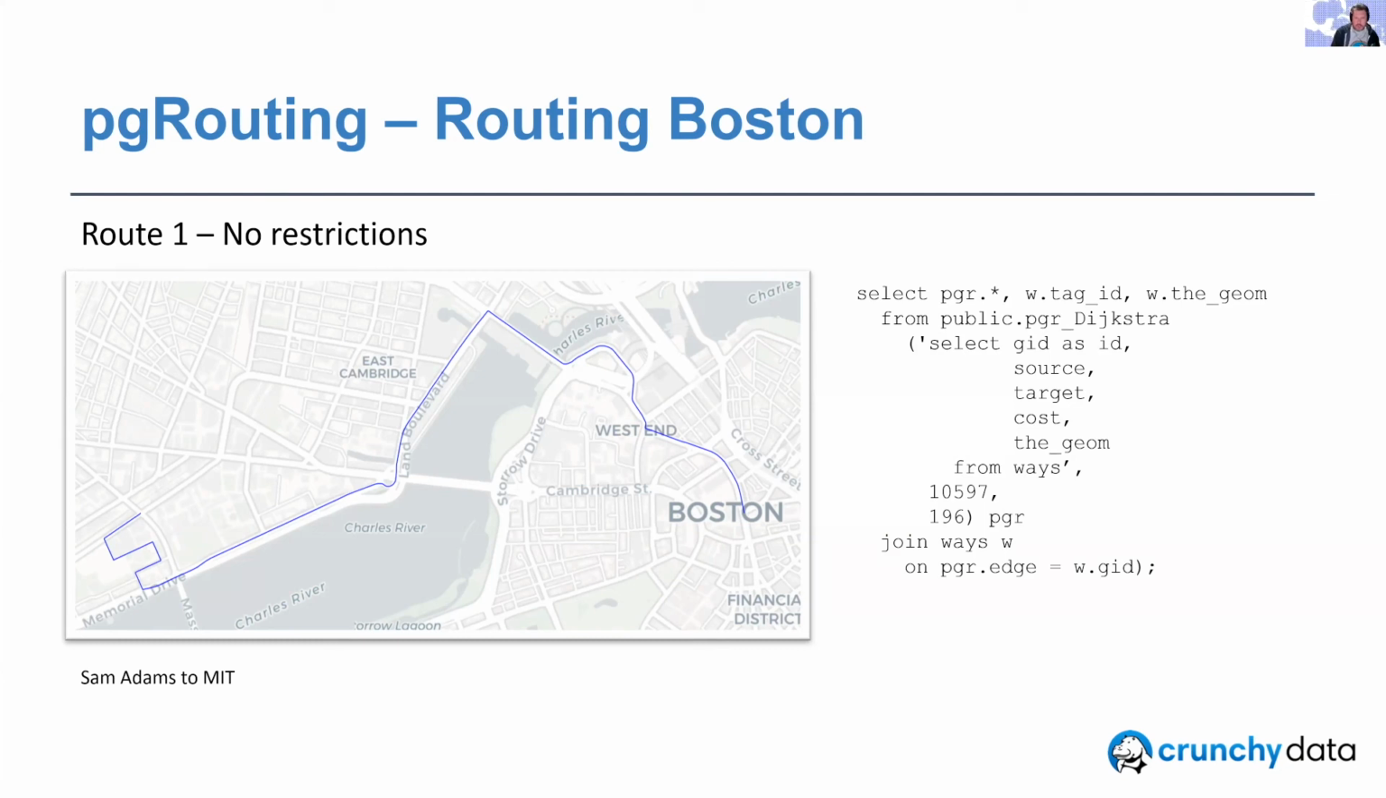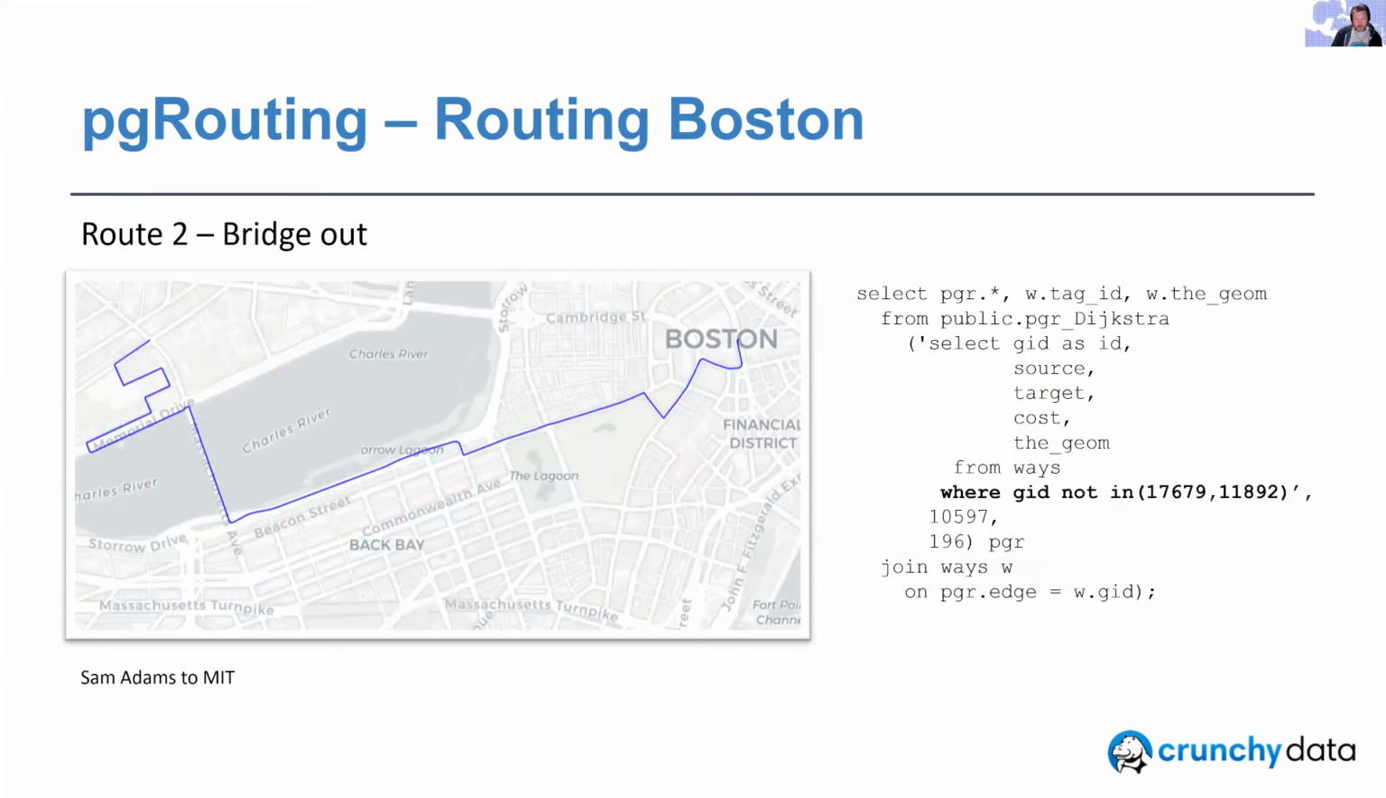We can now say, hey, what if there's construction on that bridge or that bridge is closed for a reason? And we can easily get a new query by just adding the where clause where the GID is not in the 2 nodes that we know are on top of the bridge. And all of a sudden we have a completely different route to get to the same point. Now, this is using the same start and stop point. So it's fundamentally the same query, but we change the graph that we're looking at. So the information we get out of it is different.